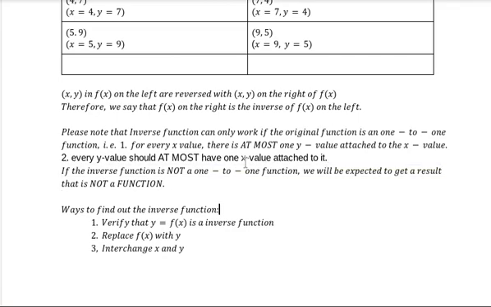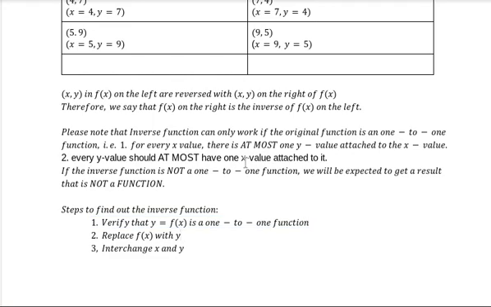There are multiple steps to find the inverse function. To find the inverse, you need to follow these steps. First, you need to verify that y equal to f(x) is a one-to-one function, which is what I defined above: for every x value, there's at most one y value attached to it, and for every y value, there's at most one x value attached to it.